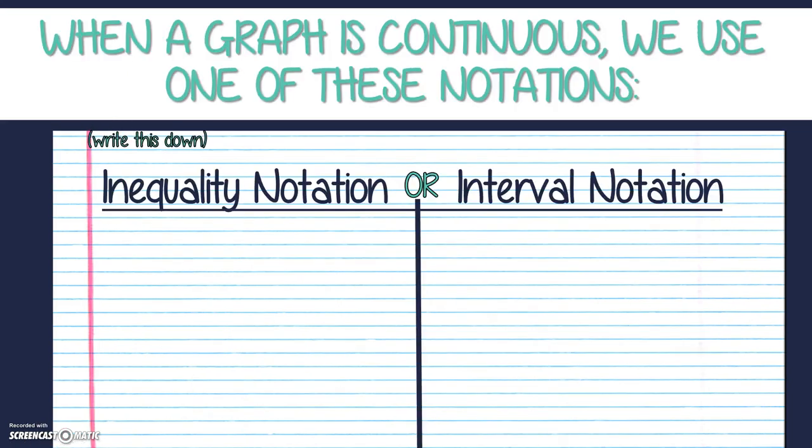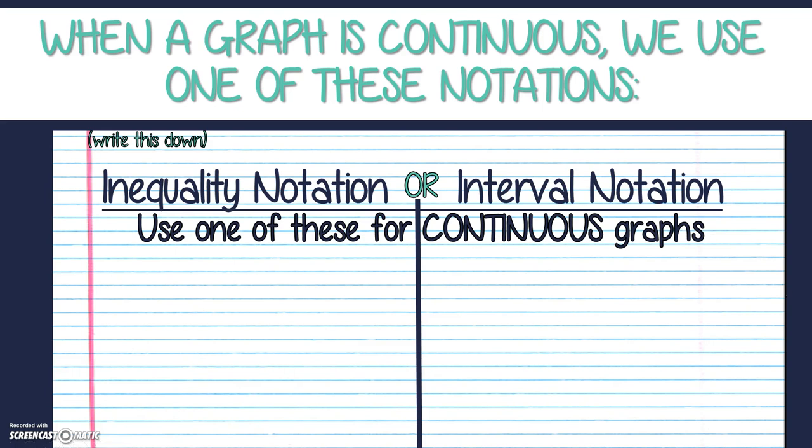All right, when a graph is continuous, we have two different notations that we could use. We can use inequality notation, or we can use interval notation. In this video, we are going to be using both, so I want you to write inequality notation on one side, interval notation on the other, and then draw a line down the middle, because I'm going to show you both notations in this video.